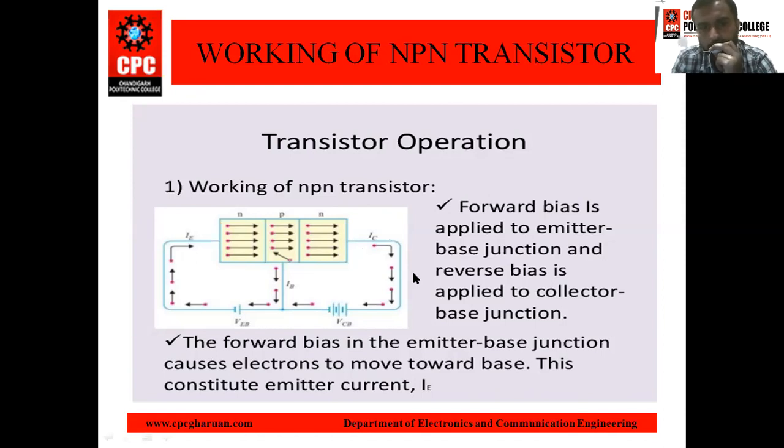So due to the battery source and with the help of these 95% of electrons, the IC current flows. The 95% of electrons go to the collector side, and due to that the IC current flows. The total current is known as IE. That means IE is equal to IB plus IC. This formula is used in our further derivations.